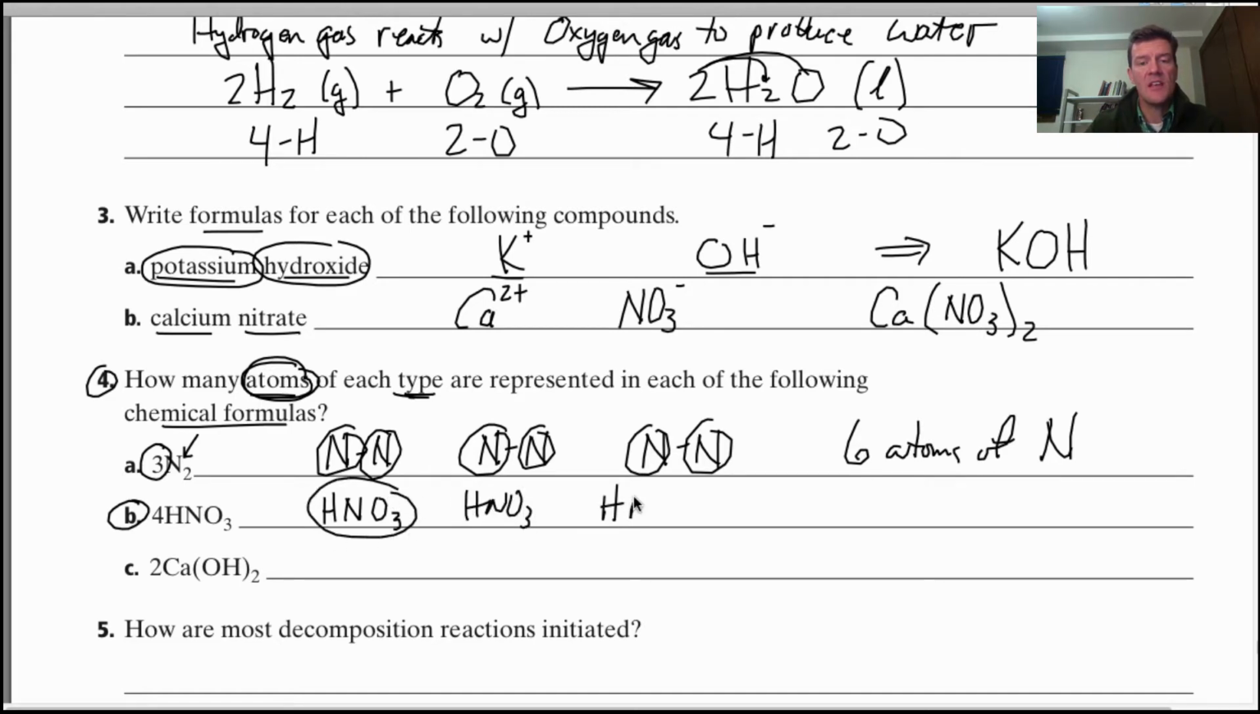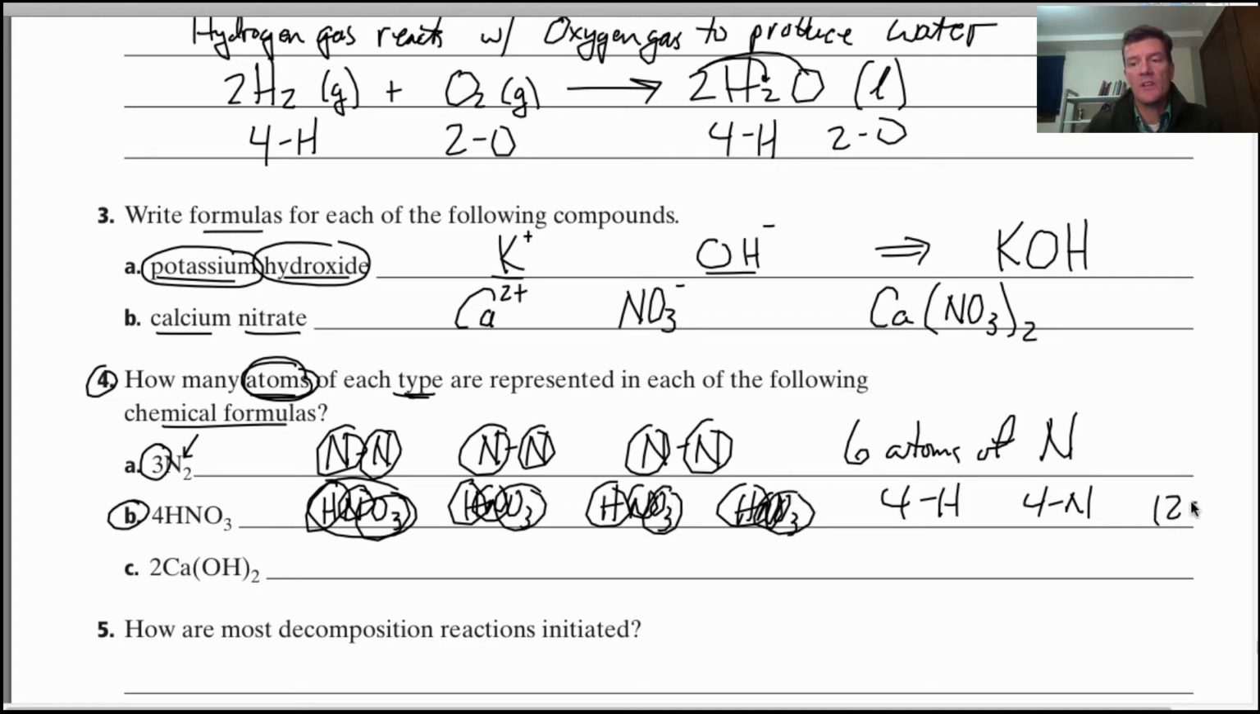HNO3, HNO3, HNO3. So how many hydrogens do we have? 1, 2, 3, 4. 4 hydrogens. How many nitrogens? 1, 2, 3, 4. 4 nitrogens. How many oxygens? 3 here, another 3, another 3, and another 3. That's 12. 12 oxygens. Okay?